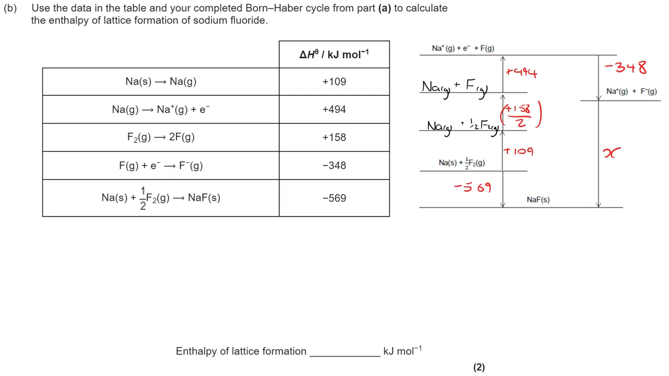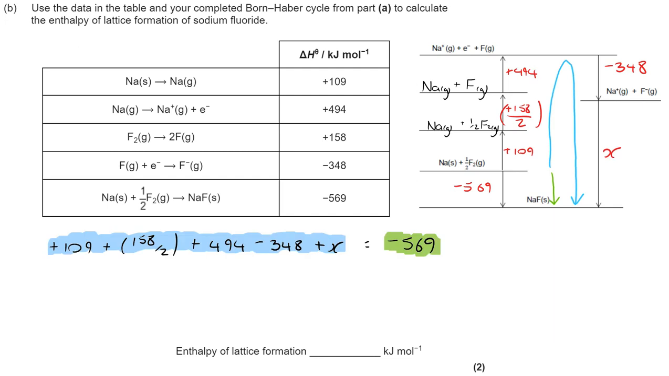My next step is to identify what the two routes are, and I've done those as a blue route and a green route, and I'm going to highlight those colours with the blue and the green so we can see where they come from. Rearranging this to make X the subject takes us to an enthalpy value of negative 903.